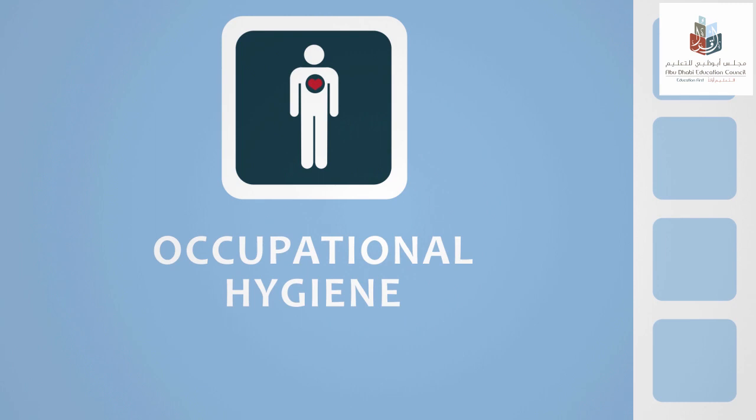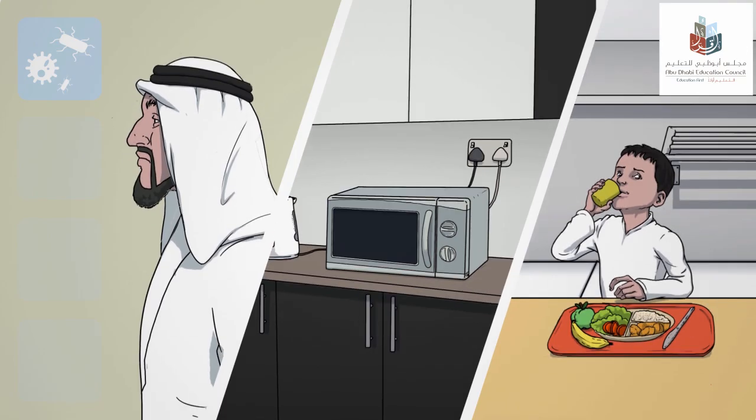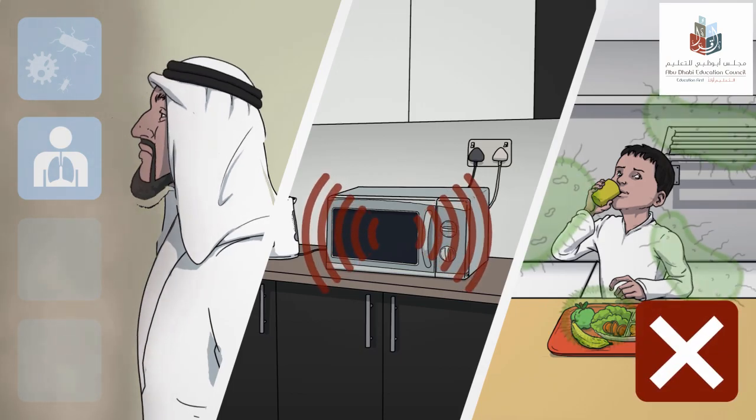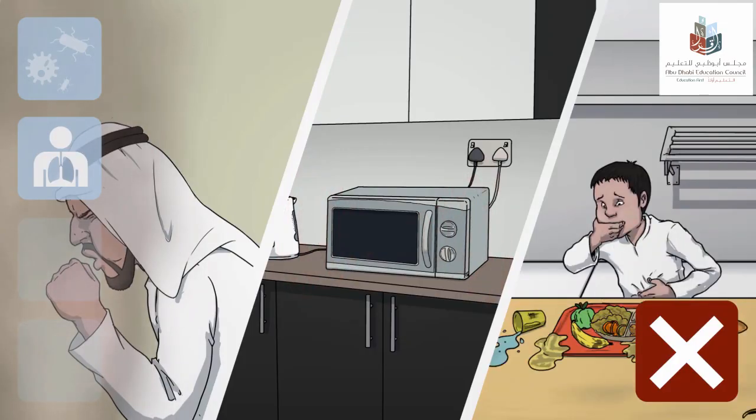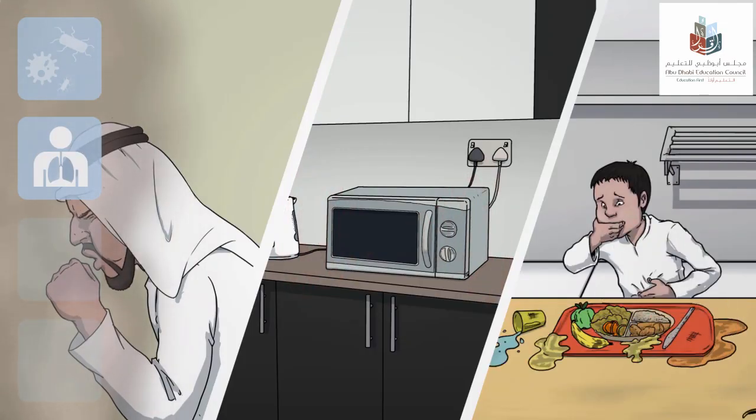Occupational hygiene. Students, staff, and other people can be exposed to many harmful substances in schools, such as dust, gases, radiations, bacteria, and viruses or diseases. These substances can enter our bodies in many different ways. They could be inhaled, they could be absorbed through our skin, they could be swallowed, or they could be injected.